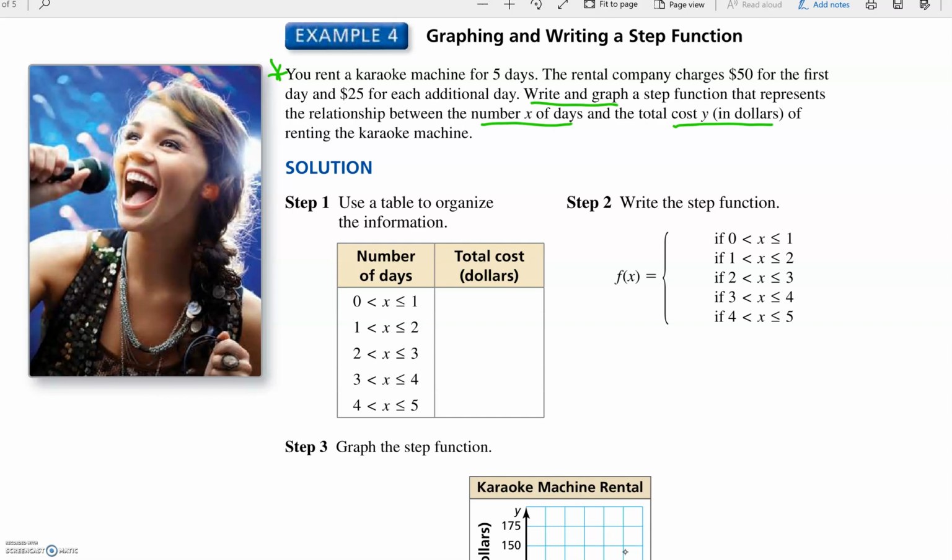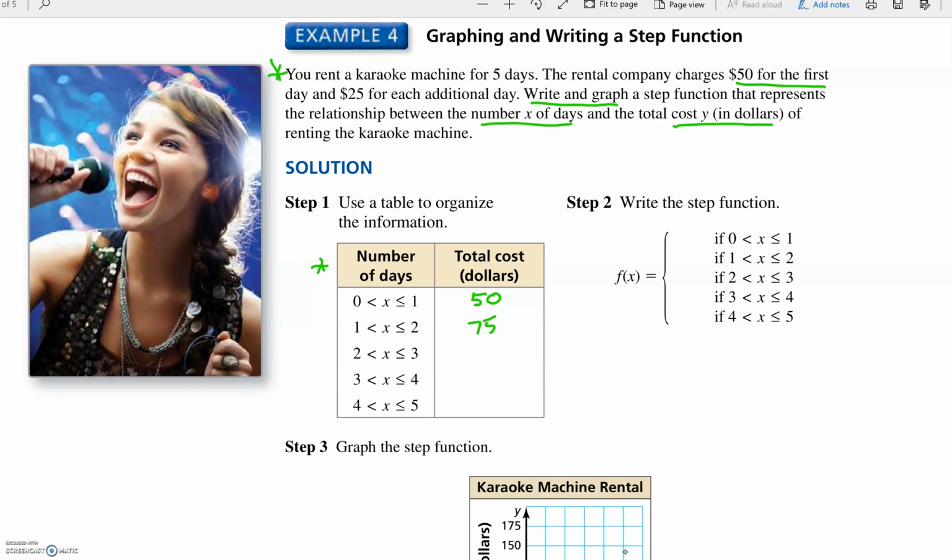So they've kind of started us out here with a table. So we're going to do the table, and then we're going to write the function, and then we're going to do a graph. So between 0 and 1, if you don't take the karaoke machine, it's going to cost you nothing. But if you take it for part of a day or a whole day, it's going to cost you $50. It's $50 for the first day. Then, for 1 to 2 days, you kept it for longer than a day, but no more than 2. It's going to be $75 because we're adding $25 per day after that first day.